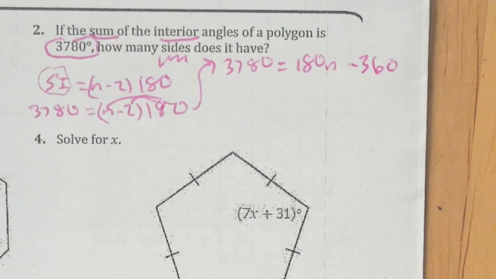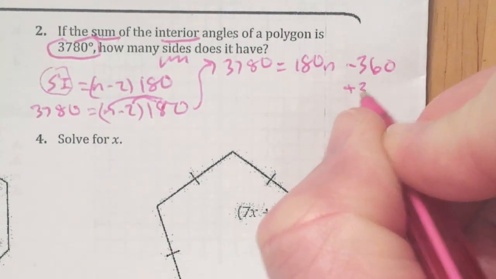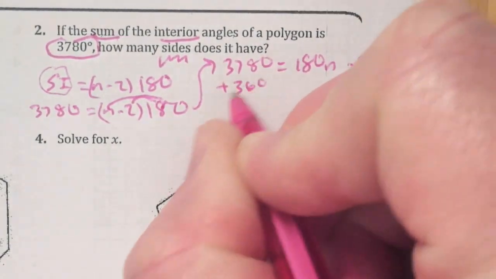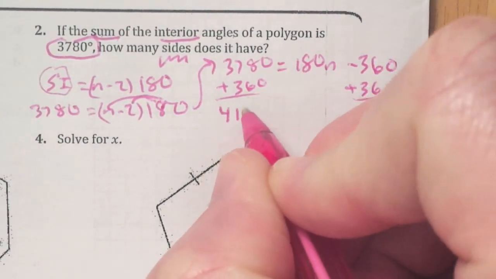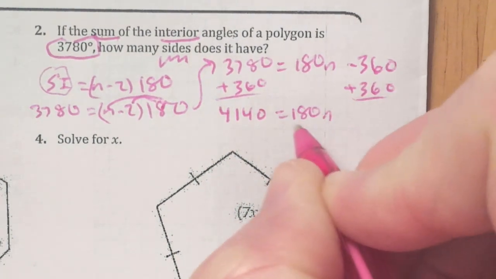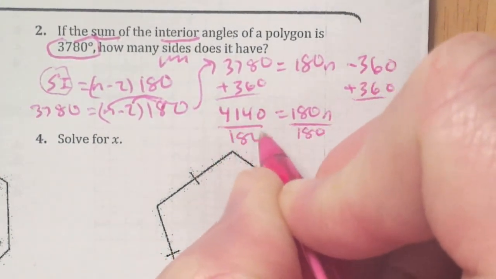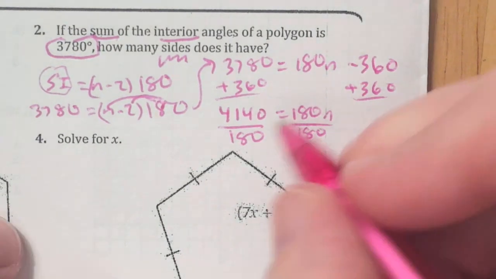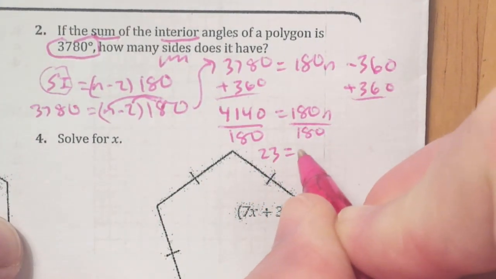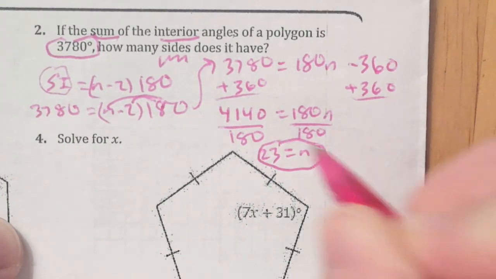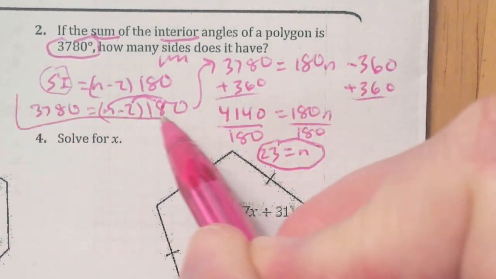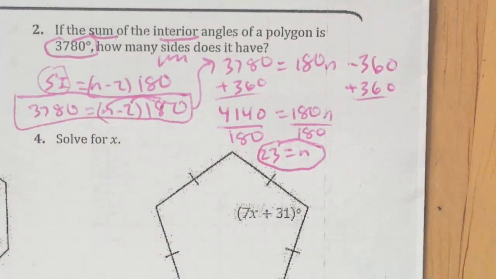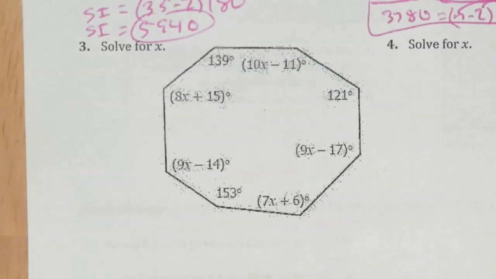We're going to add 360 to both sides. And when I put that in the calculator, 3780 plus 360, I get 4140 equals 180n. Divide by 180 on both sides. If I divide by 180, I pop out with 23 is equal to n. And that was the answer. So that's two different ways to do it. Both are totally fine with me. As long as you have this beginning equation right here and you have your final answer, I'm totally happy with that. All right, next part, number 3.